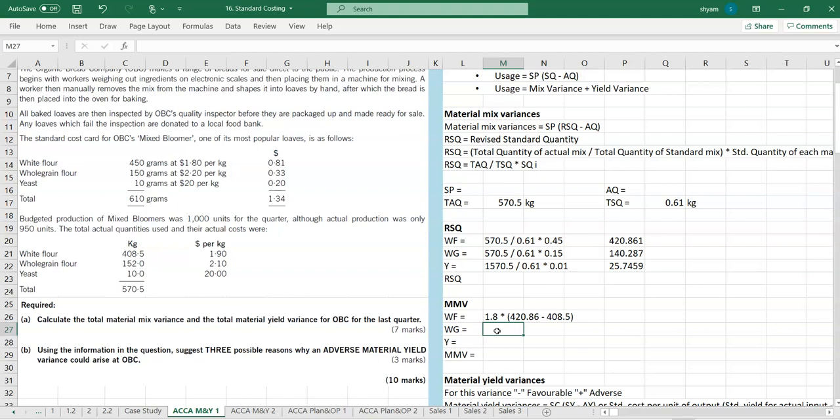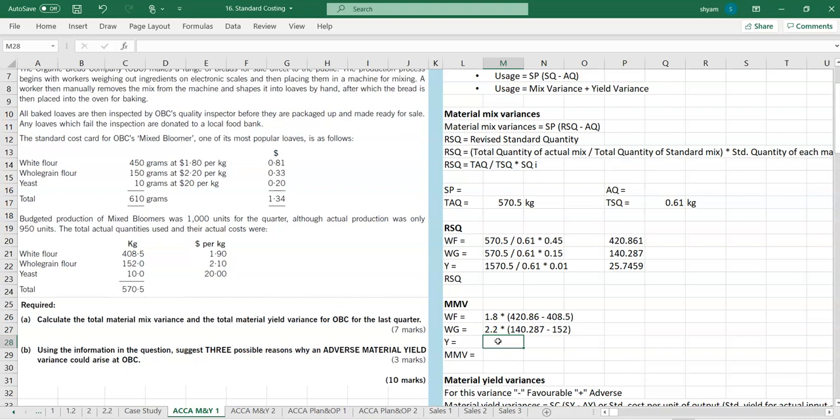See, second one is again, what is the standard price? Standard price is 2.2 into RSQ. RSQ is 140.287 minus 152. So that's also done.